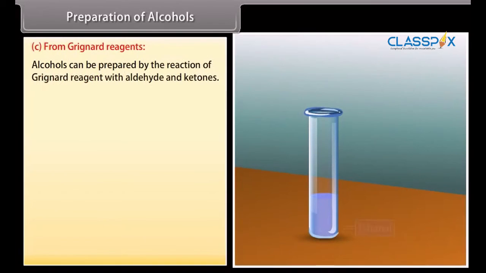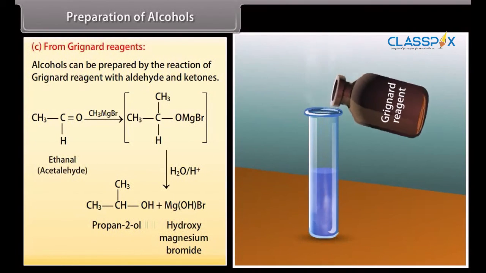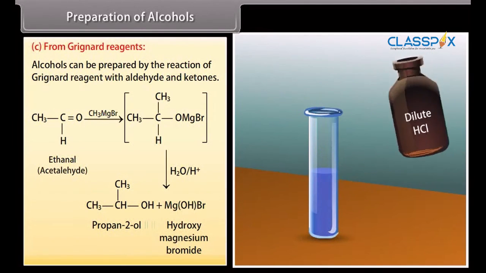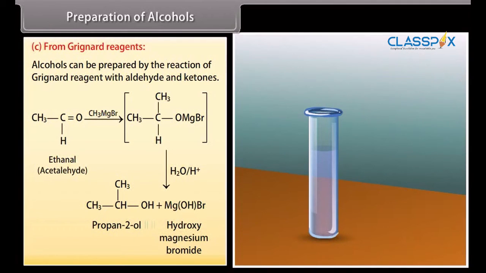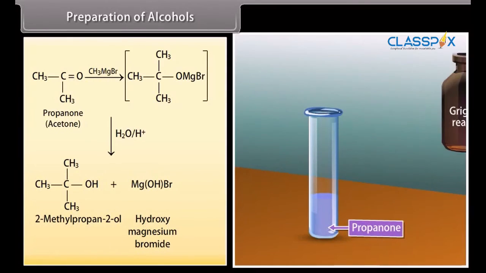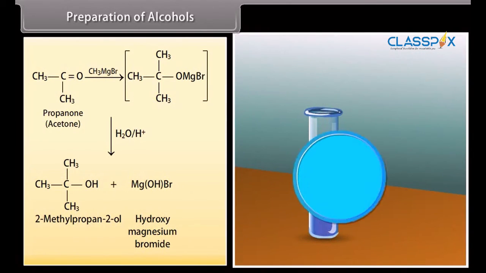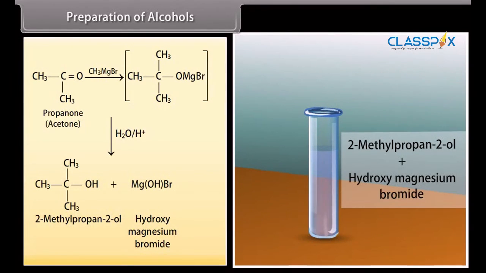Preparation of alcohols. From Grignard reagents. Alcohols can be prepared by the reaction of Grignard reagent with aldehydes and ketones. Grignard reagent reacts with ethanal to form a product which decomposes with dilute HCl to give propan-2-ol and hydroxy magnesium bromide. Grignard reagent reacts with propanone to form a product which decomposes with dilute HCl to give 2-methylpropan-2-ol and hydroxy magnesium bromide.